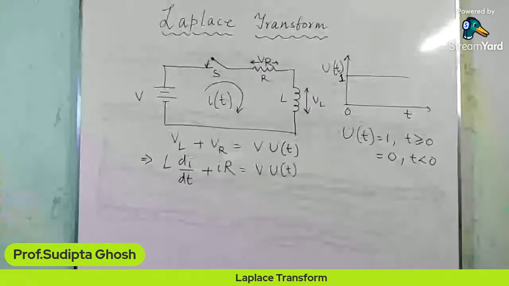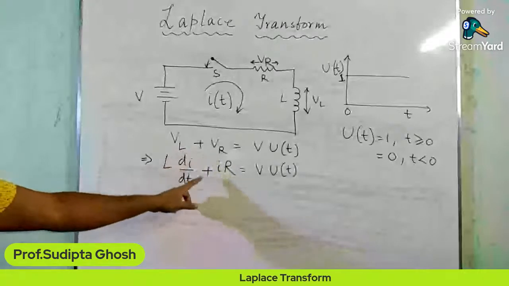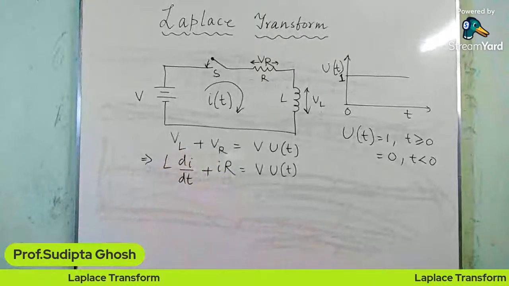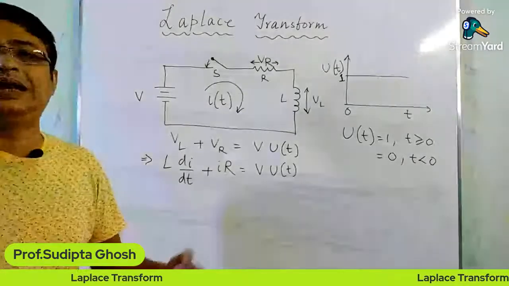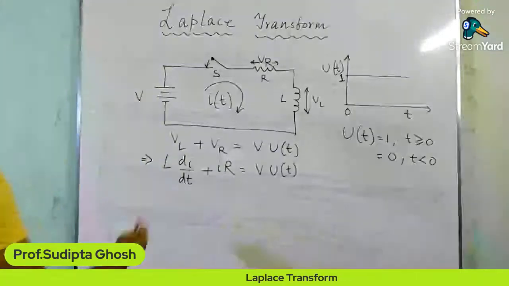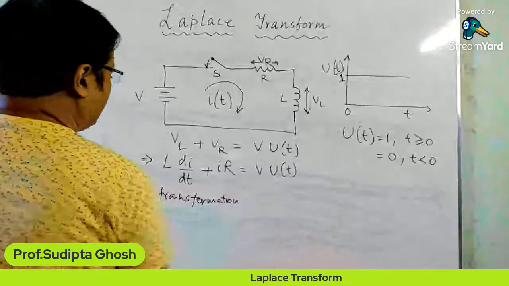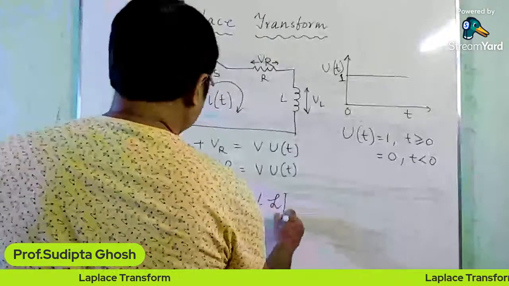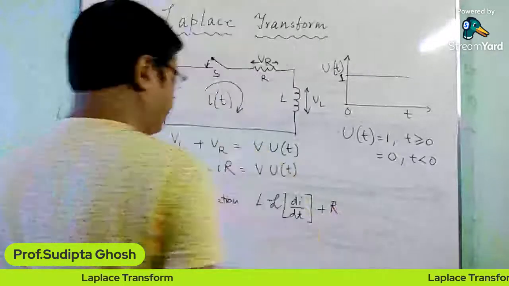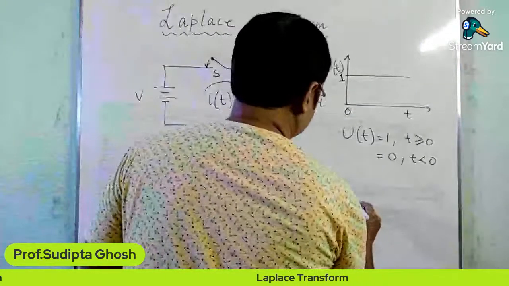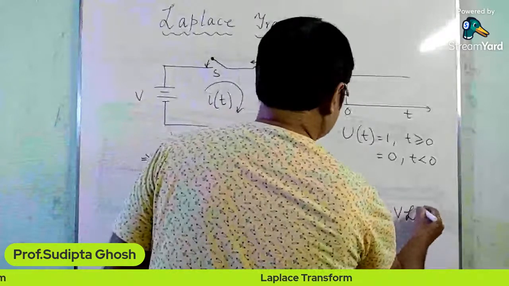Now, by applying the Laplace transformation, in the first term we can see that this is a differential value, di/dt. Initially in this lecture, I have shown you the differentiation theorem and the Laplace transform of the differentiation theorem. So by applying the Laplace transformation, we have L into the Laplace transformation of di/dt, plus R into the Laplace transform of i(t), and that equals V into the Laplace transform of u(t).